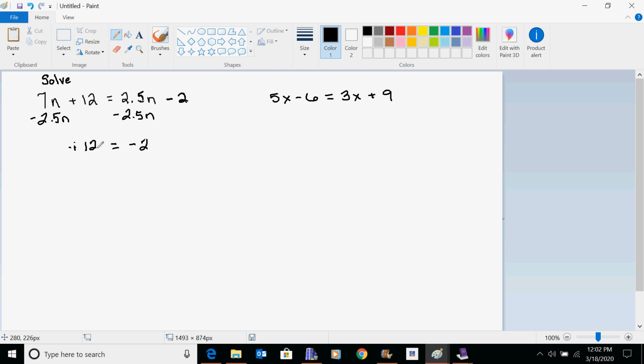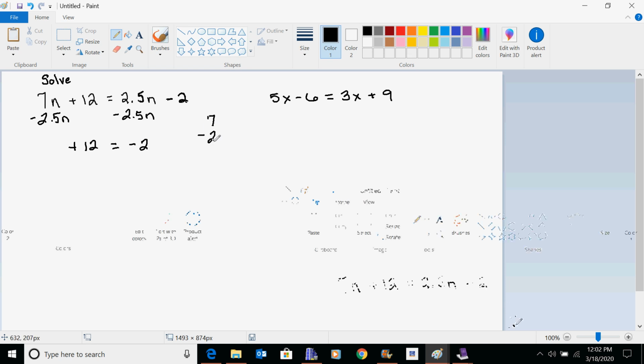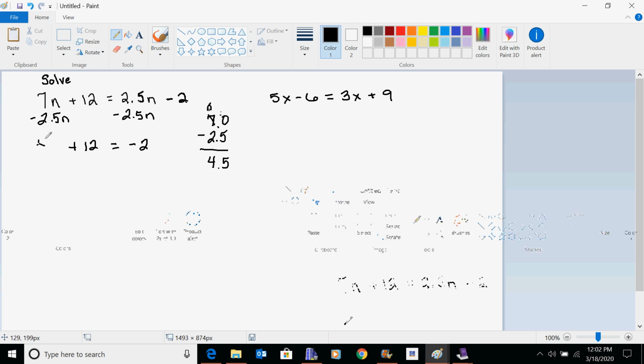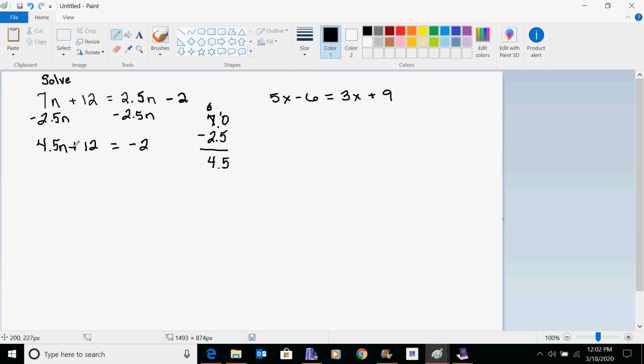So we need to do this, 7 minus 2.5. Remember, we have to add a 0 for that. And then we need to borrow. So that gives us 4.5n. This is a little bit more of a complicated problem, but I'd rather give you something that's a little bit more to think about.